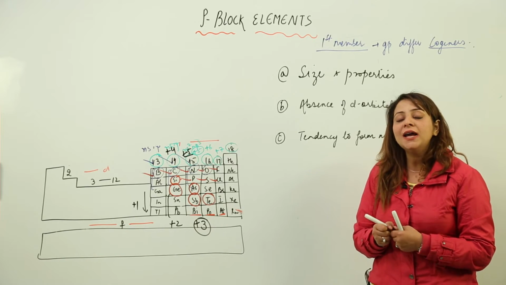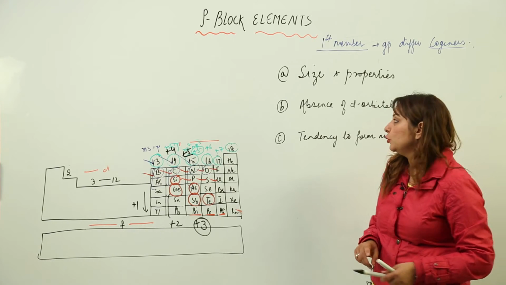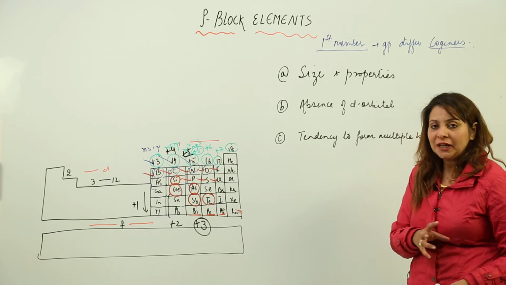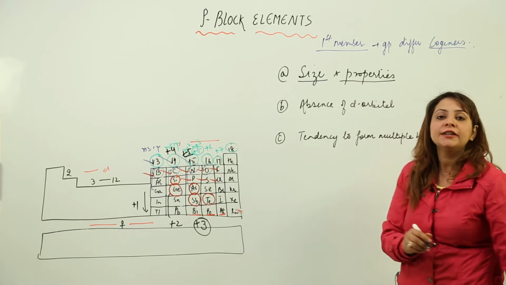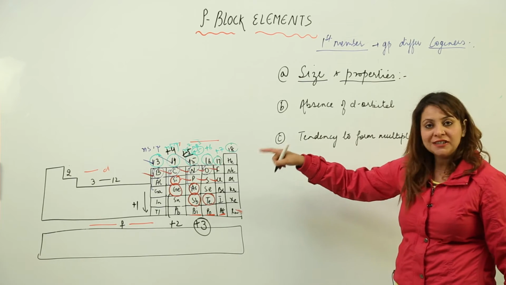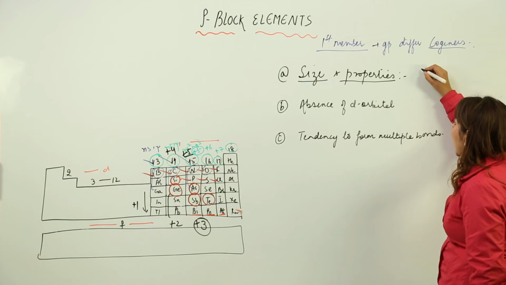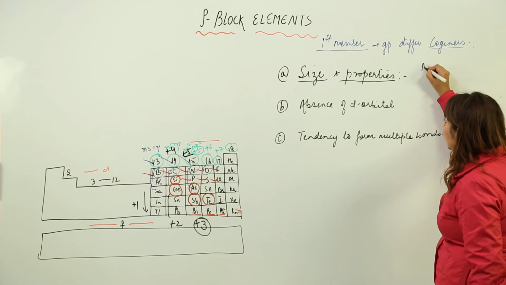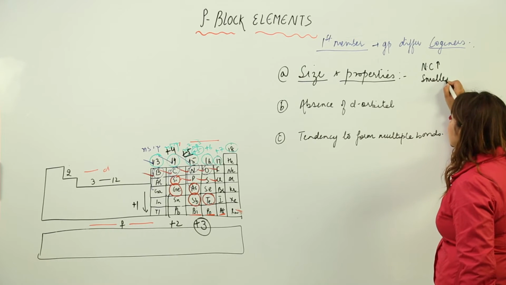Now why does the first member show different properties as compared to its congeners? The basic reason behind that is the difference in size and size-related properties. As you know, each first member has more nuclear charge, due to which it is smallest in size.